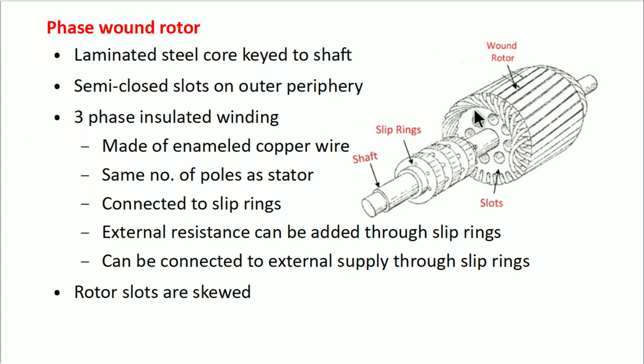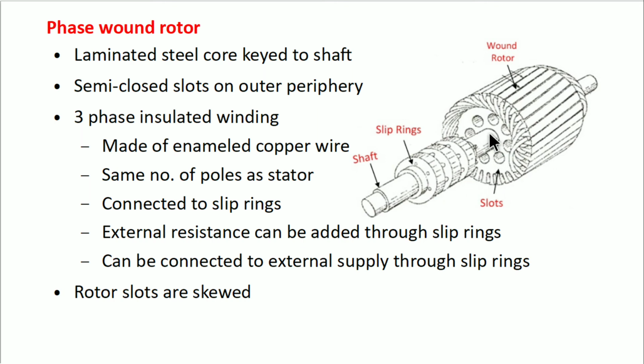The only difference is that instead of having solid bars inserted in the slots, here we have insulated windings just like the stator. Coils are wound first and then inserted into the coil slots for 3-phase, and windings are wound for the same number of poles as that of the stator winding of the motor in which this rotor is to be used. One end, that is the finishing end of the 3 phases, is connected in star, and starting ends are connected to slip rings.